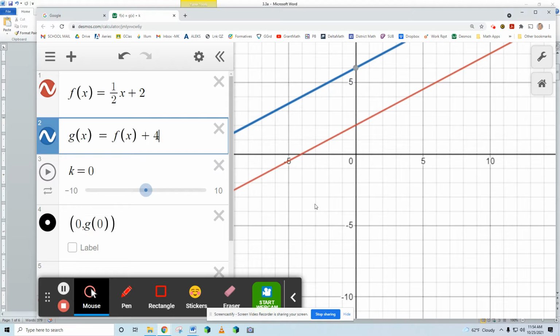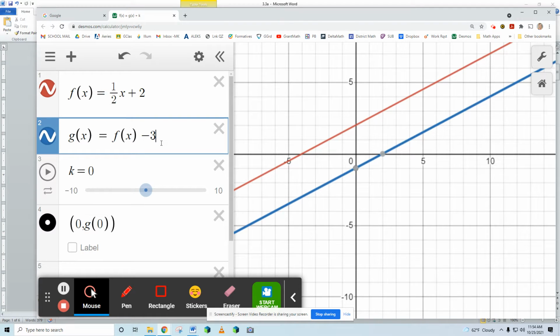So tell me right now what I just did with the red and the blue. Yeah. You changed the y-intercept to 4. I changed the y-intercept to 4. I moved this graph up. It was at 2, and I moved it up how many higher? 2 higher.